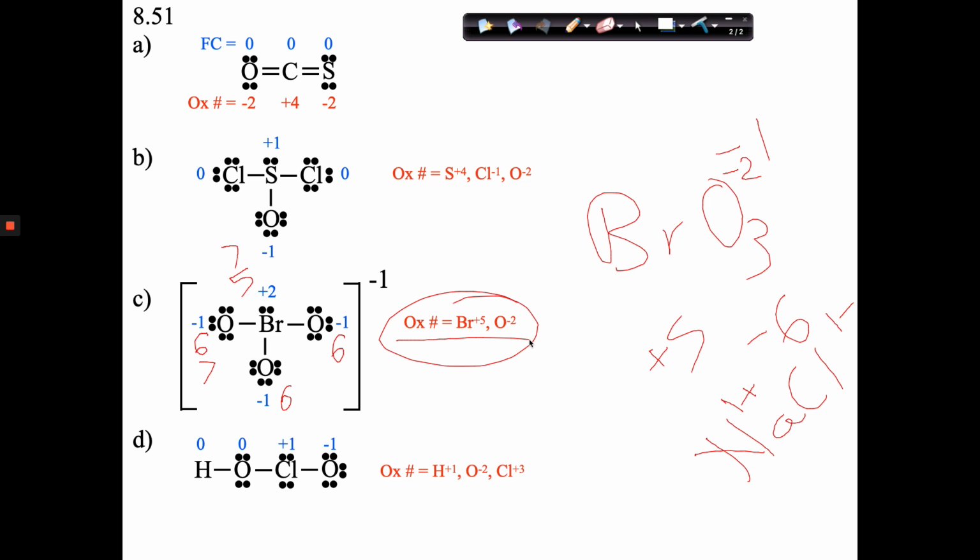But the bottom line is you technically don't need to know how many bonding sites they've got. You just need to be able to draw Lewis dot structures and make everybody have an octet. Is that okay? Were you going to add something to that?